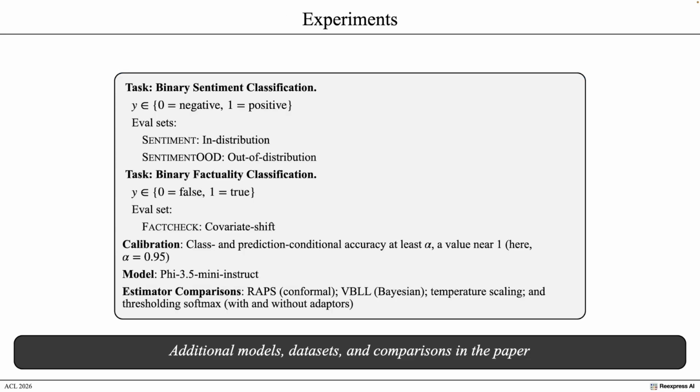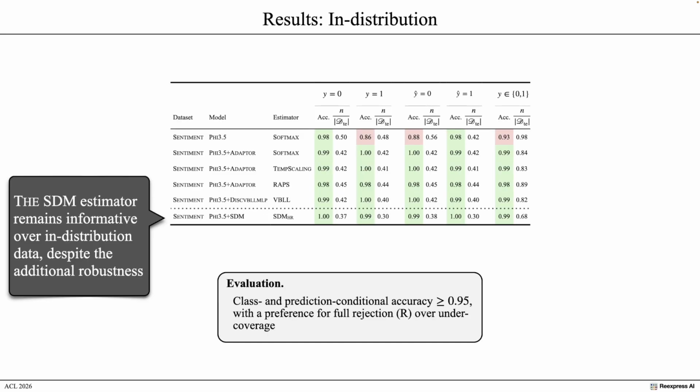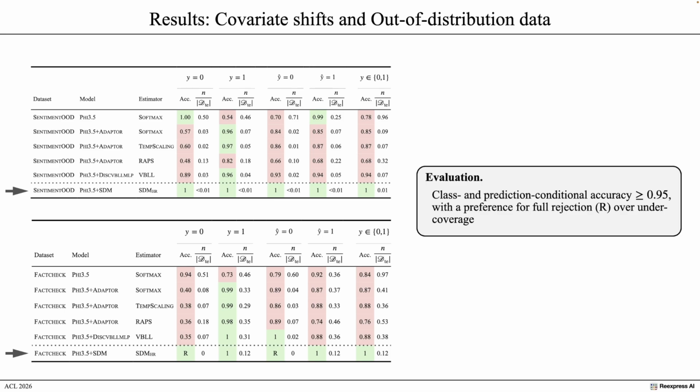Here, we consider two representative binary classification tasks, sentiment classification and factuality classification, where the underlying language model is Phi 3.5. We compare to representative classes of estimators over in-distribution, covariate shifted, and out-of-distribution test sets. An important property of the SCM estimator is that it remains informative over in-distribution data, despite otherwise seeking a relatively stringent calibration criteria. The robustness advantage becomes clear over covariate shifted and out-of-distribution data, over which existing estimators are very poorly calibrated in high probability regions.